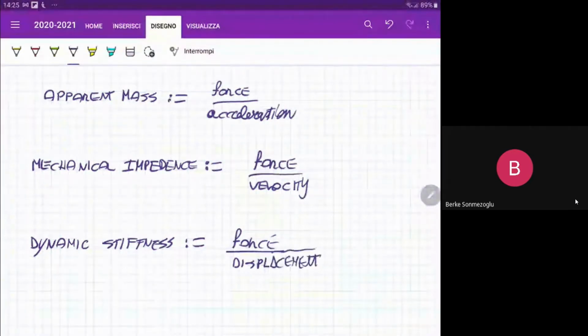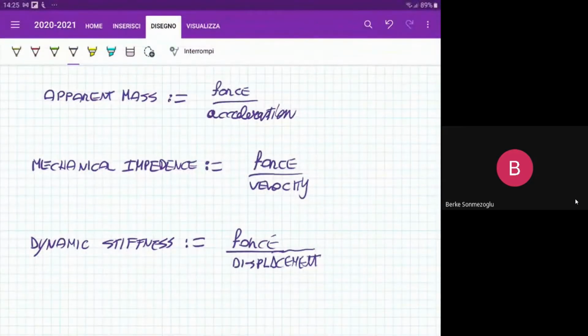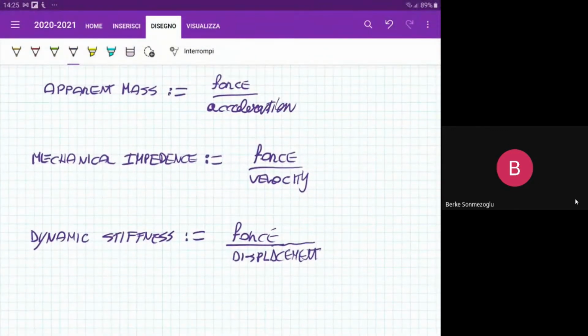Okay, always keep in mind that you can have these definitions when referring with other people or, let's say, output from other laboratories.